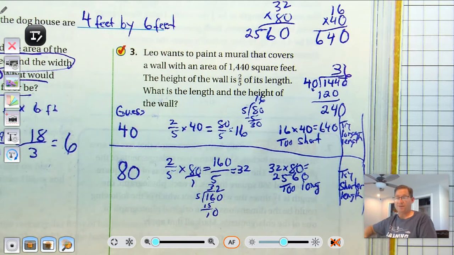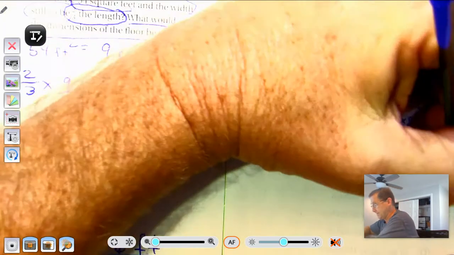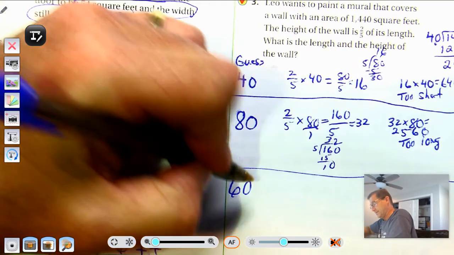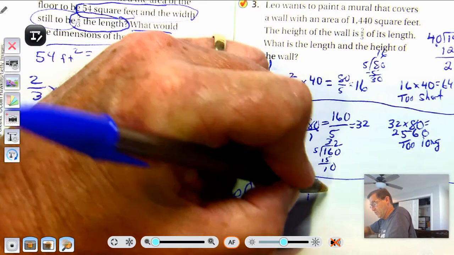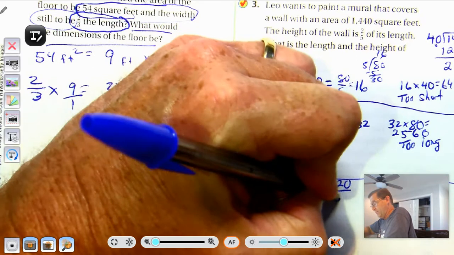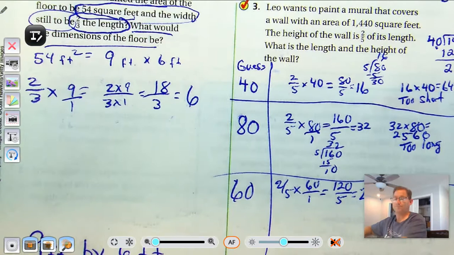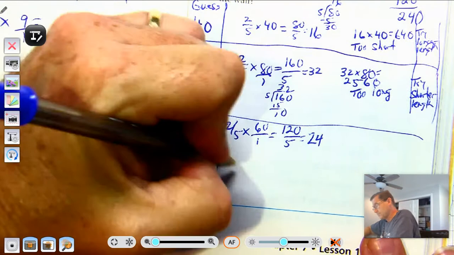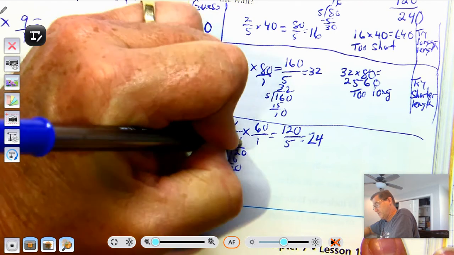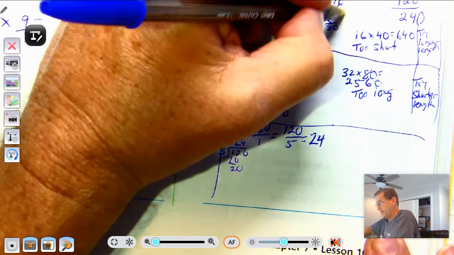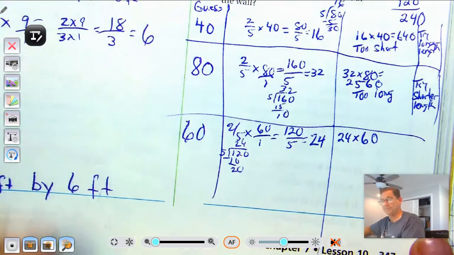Well, we might as well try something right in between. What's in between 40 and 80? Well, it would be 60, right? So let's try 60. 2/5 times 60 over 1 would be 120 over 5, which equals 24. 120 divided by 5 is 24. So we're guessing that our dimensions are 24 by 60.